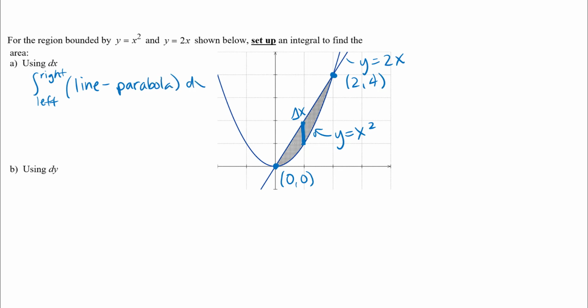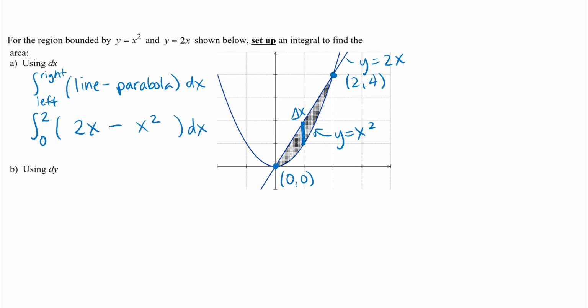And then that's a dx integral. So this is not an okay way to set that up, but this is how you want to think about it. And then let's go ahead and fill in the values here. So at the left side of my region, my x value is 0. And at the right side of the region, my x value is 2. And then I need a dx integral, so I need these two function equations here given in terms of x. So my equation of the line, that is y equals 2x. And then the equation of the parabola, that's y equals x squared.